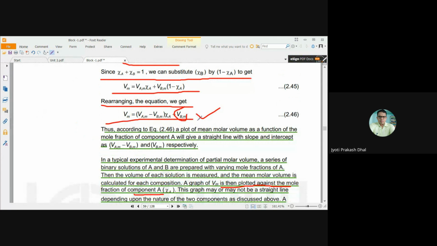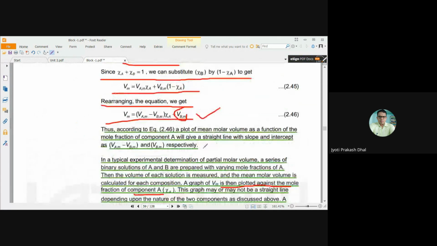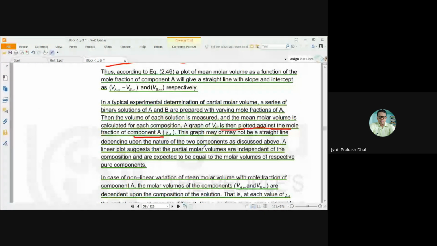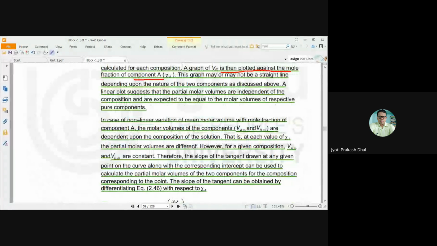The nature of the graph will be a straight line only for an ideal solution, but if the solution is a non-ideal solution, then the nature of the graph will not be a straight line, it may be a curve. So if the nature of the graph is a curve, that is for non-linear variation, that is for a non-ideal solution, then we can find out the values of VAM and VBM by drawing a tangent to the curve.